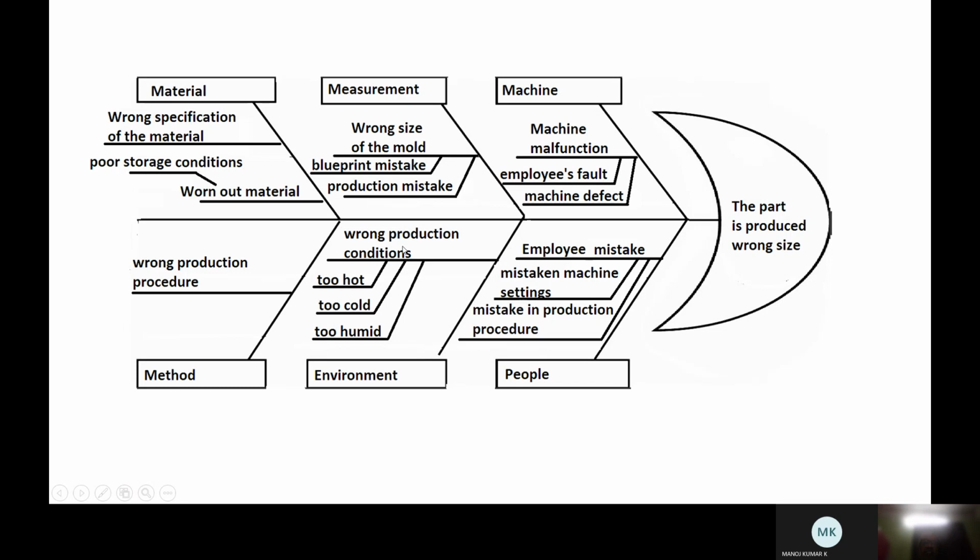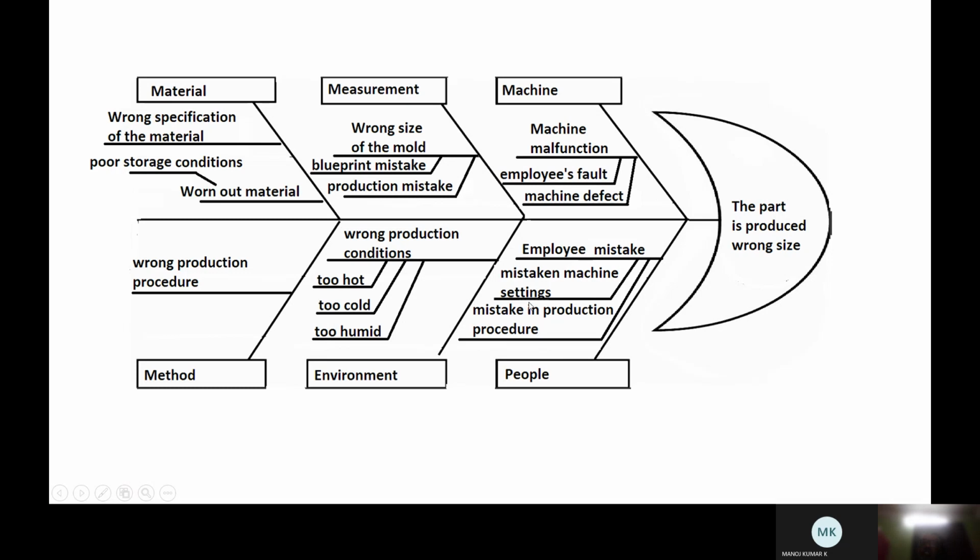And then environment, production conditions are very hot, very cold, very humid. So these are all problems. Very high temperature also, the machine will not work. After some time, it becomes heated up. All of them have some electrical motor and other things. And then people. When the size is wrong, naturally they will be skilled. So what are they doing, employee mistake. If the part is produced wrong size, instead of 25 mm, it is 26 mm. It is not a question of skill and other things. Of course, skill and other things also will come into the picture. But major subcauses, the employee might have made a mistake. That's why wrong size is produced.